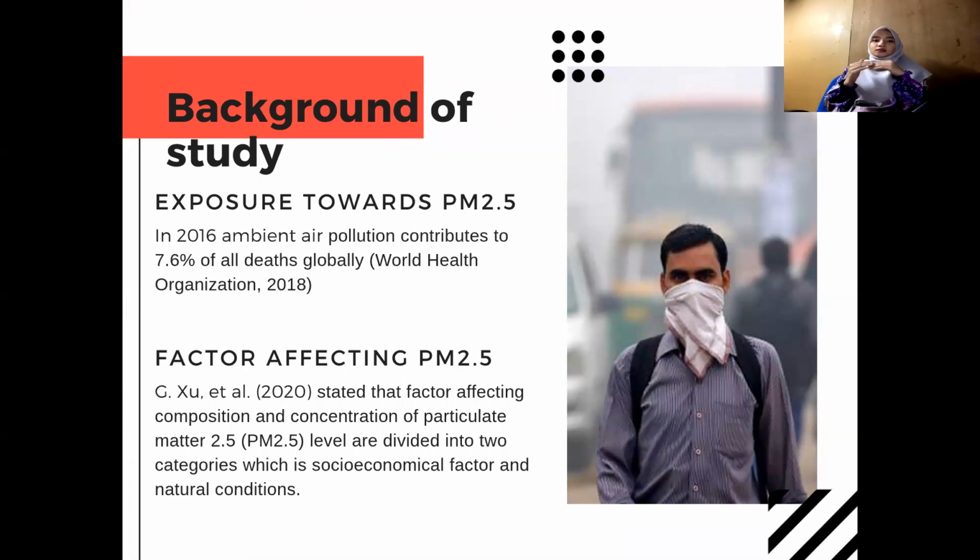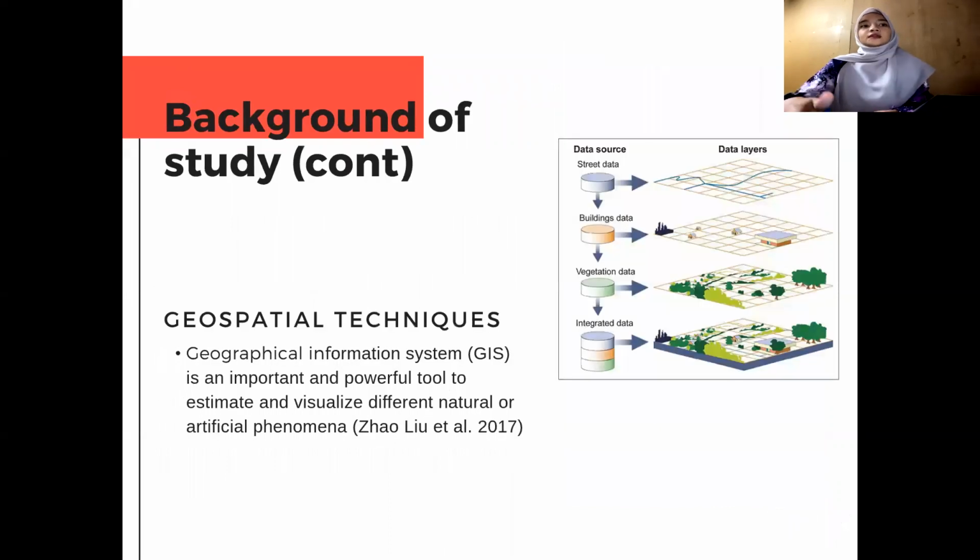The factors affecting particulate matter 2.5 are categorized into two, which are socio-economic factors and natural condition. Socio-economic factors are activities related to economic, and the natural condition is meteorological data such as temperature, wind speed, and so on.